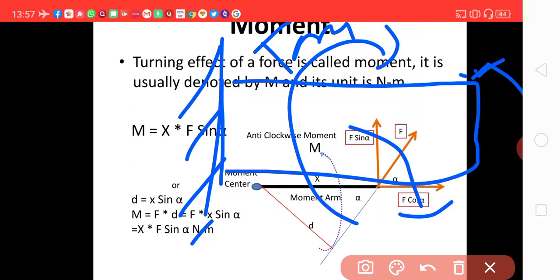Both have the same unit, Newton meter. One is giving a twisting, one is giving a bend. Both are important from the subject point of view. We will be discussing them in more detail when we deal with the strength of materials part. That is the last unit of the subject.